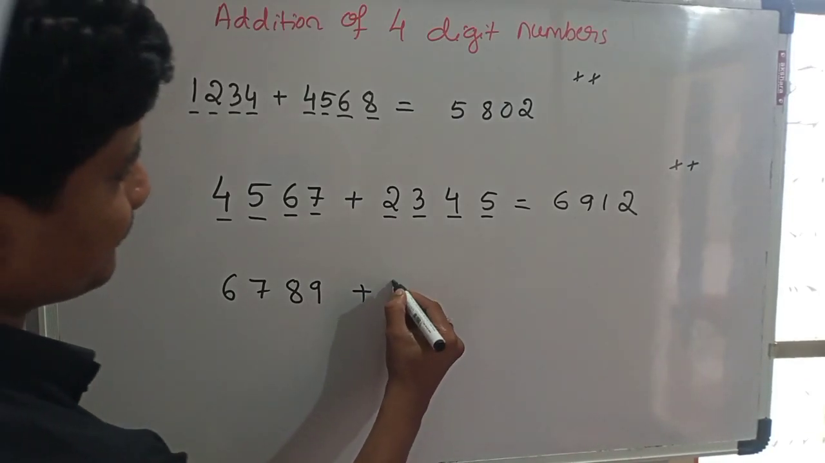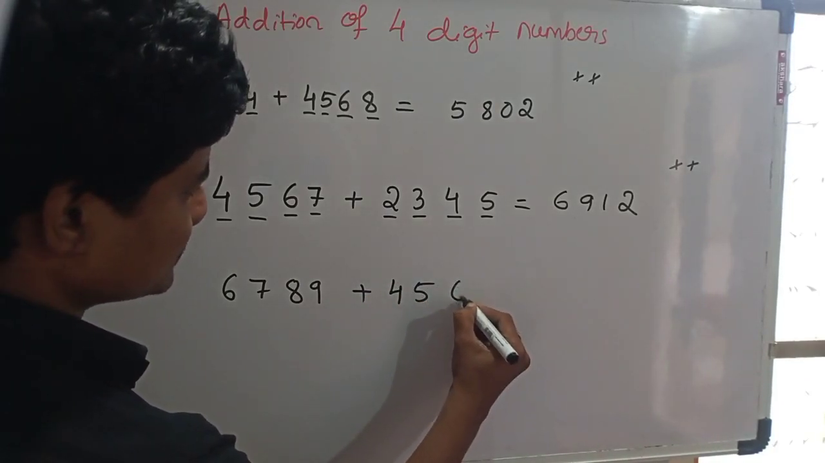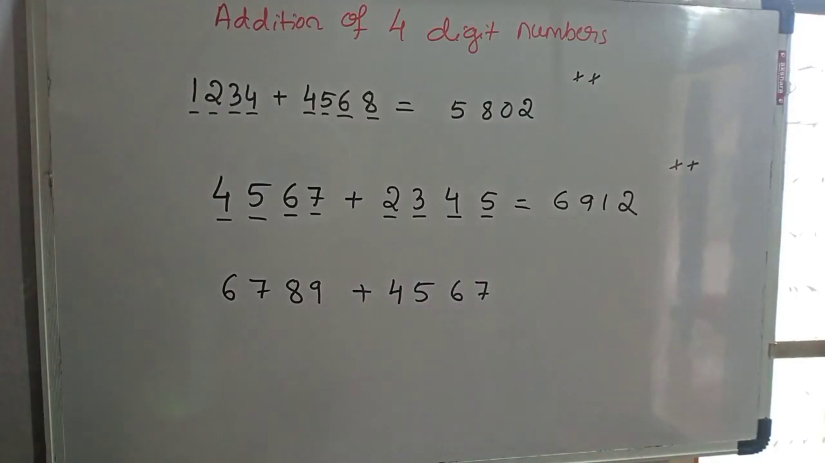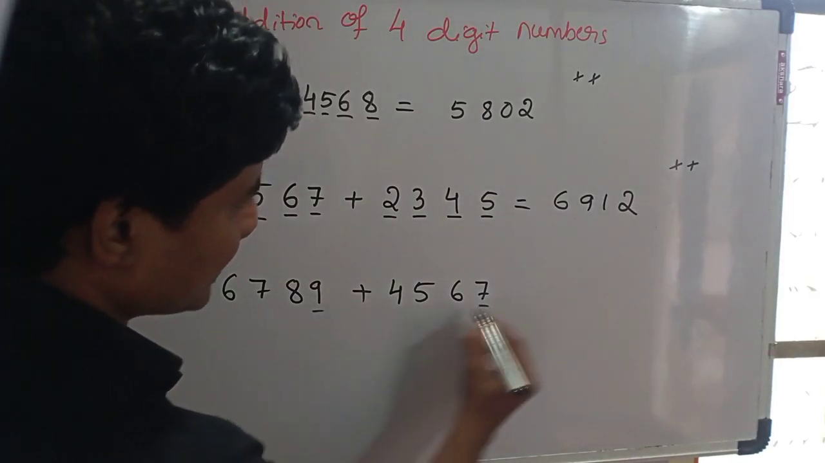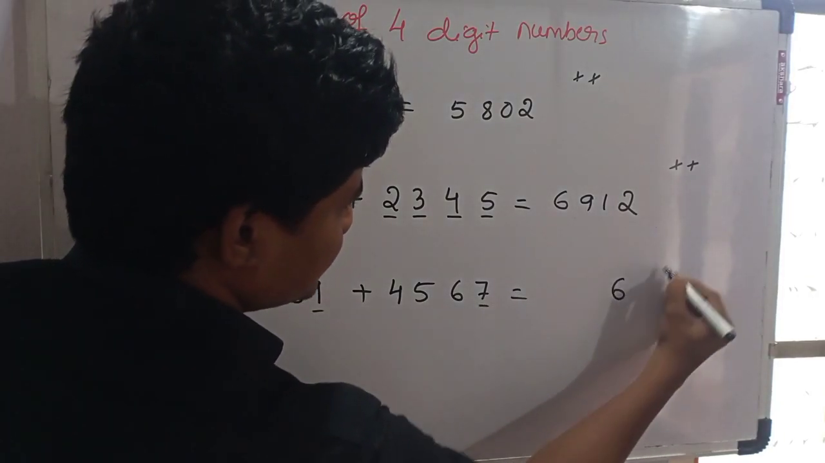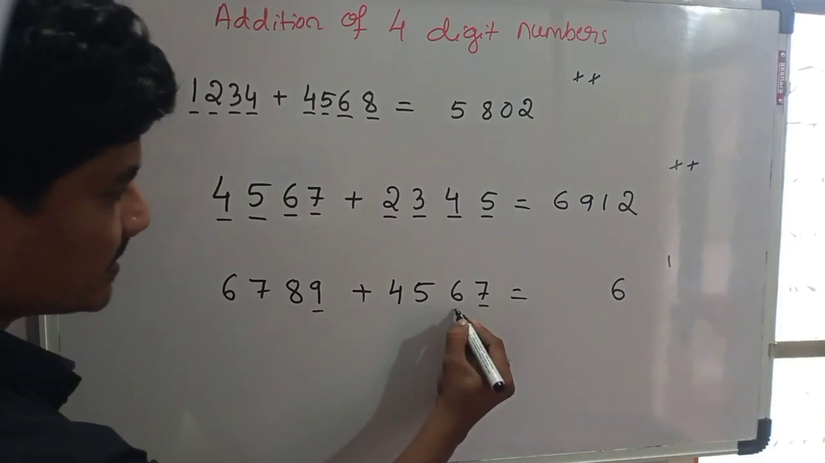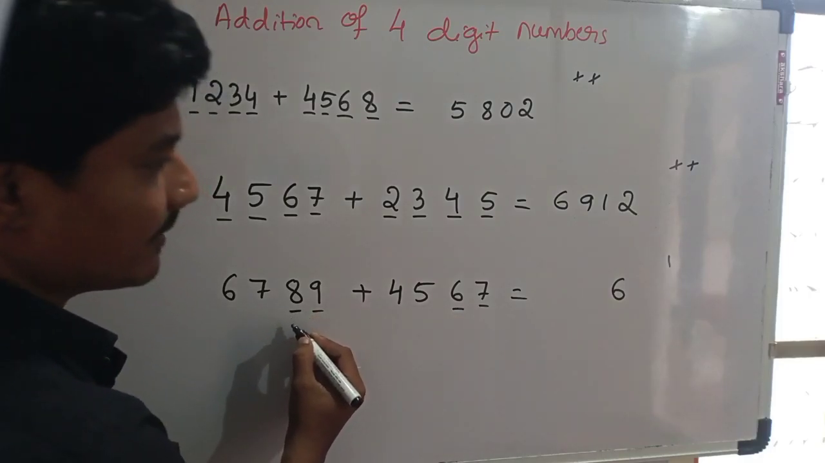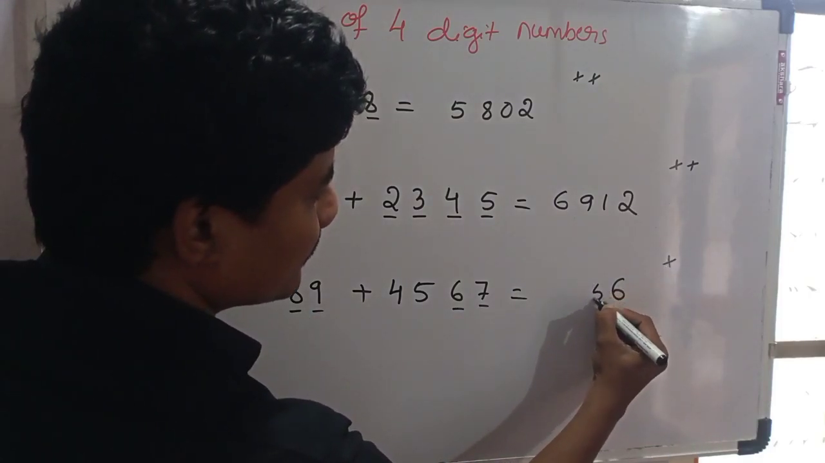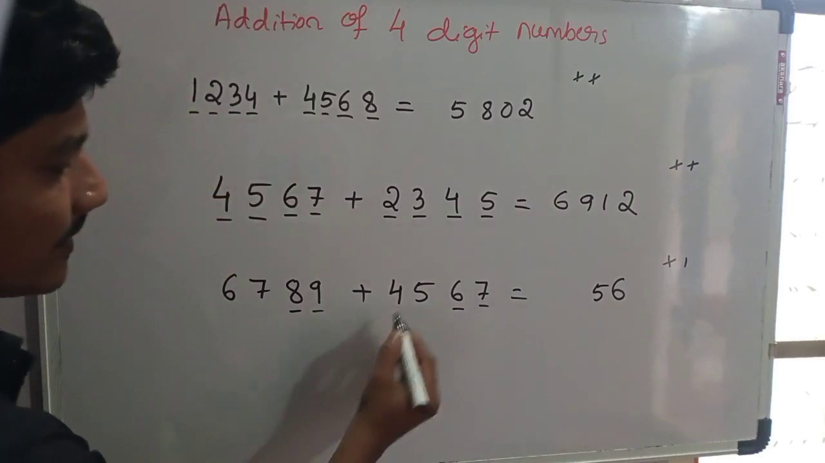6789 plus 4567. 7 plus 9 16. Carry 1. 6 plus 8 14. 14 plus 1 15. Carry 1 again.